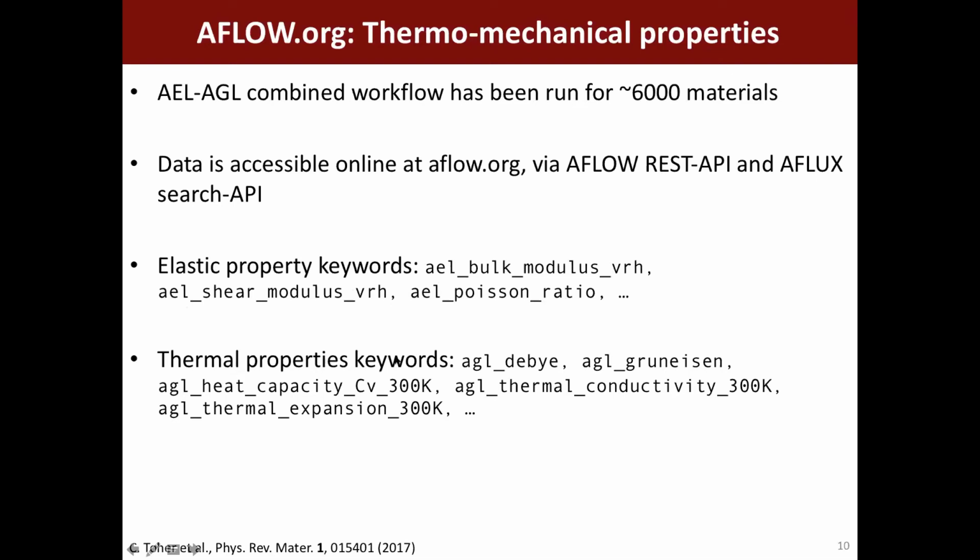So some thermal properties keywords are the AGL_Debye, AGL_Gruneisen, heat capacity at 300 Kelvin. So this is CV, so this is constant volume. So this is the thermal conductivity at 300 Kelvin and thermal expansion at 300 Kelvin.